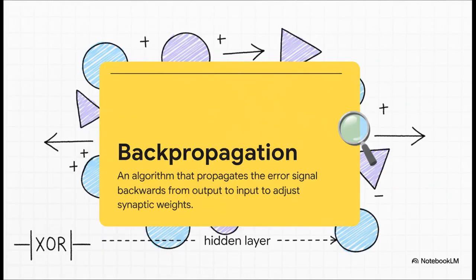But this creates a new challenge, right? How do you train those neurons in the middle? You can't directly measure their error because you don't have a correct answer for them. The solution is a brilliant algorithm called backpropagation. What it does is it calculates the total error at the very end, at the output, and then it works backwards, layer by layer, sharing a little piece of the blame with every single weight in the entire network. This is how every single weight gets adjusted just right.